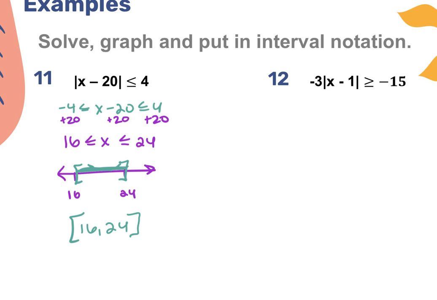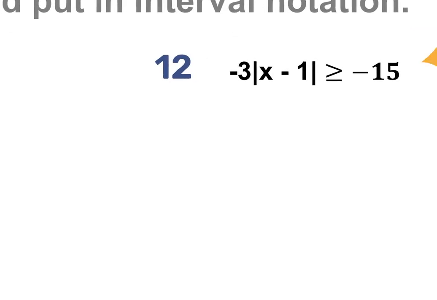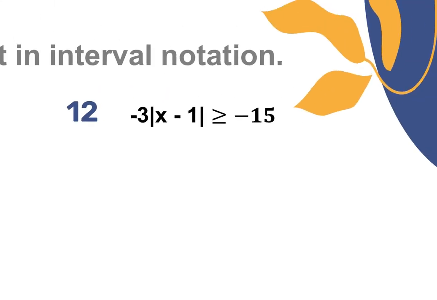Good. Okay. So with number 12, you have to first divide by negative 3, which is why you can't determine if it's an and or an or from the very beginning if there's anything outside that absolute value. Because dividing by a negative 3 takes that sign and flips it, and I end up with absolute value of x minus 1 is less than or equal to 5. If you'd done it from the beginning, this is greater than, which would have been an or statement, but because you divide by the negative 3, it becomes an and statement.